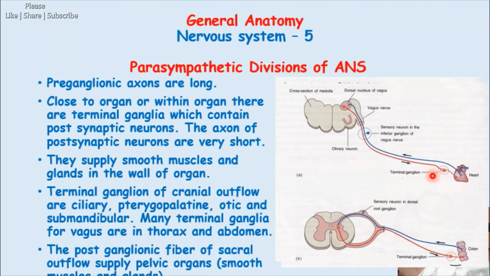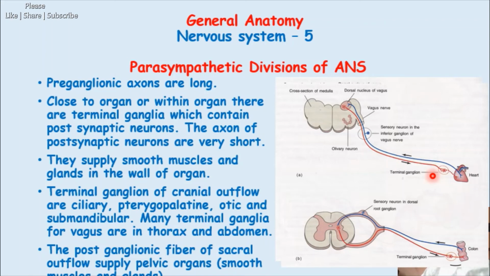In the parasympathetic it is just reverse. Here the preganglionic fiber itself comes close to the organ. In the sympathetic it was not the preganglionic fiber that came close, except in the case of the suprarenal gland. Only one place. Otherwise here they come right up to the organ which they have to supply. Now the postganglionic fibers supply smooth muscle and glands in the wall of the organ, similar to the sympathetic.